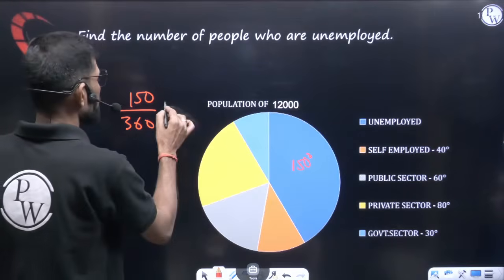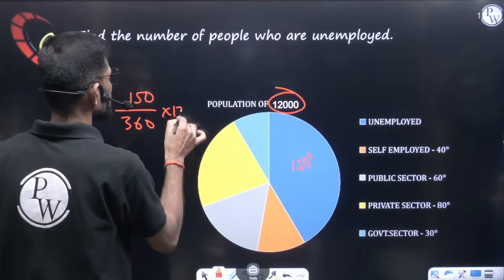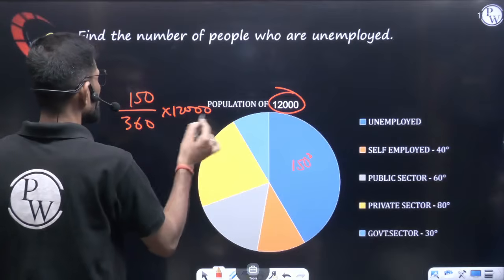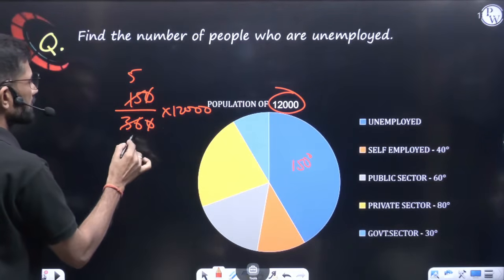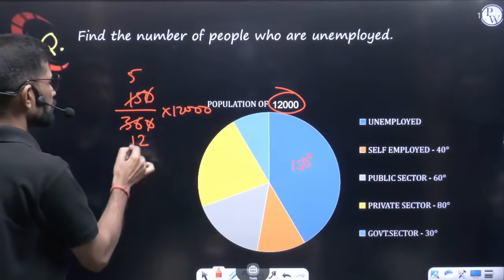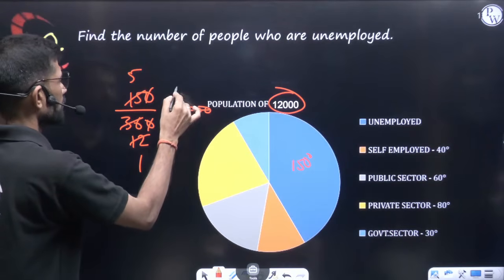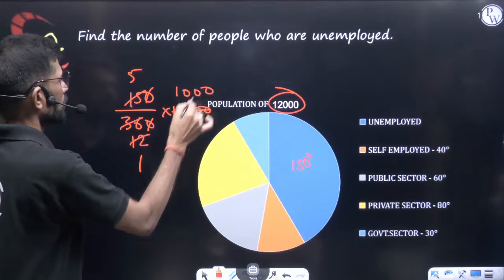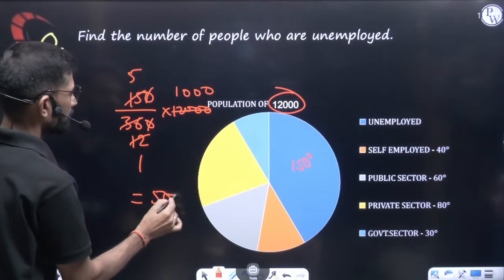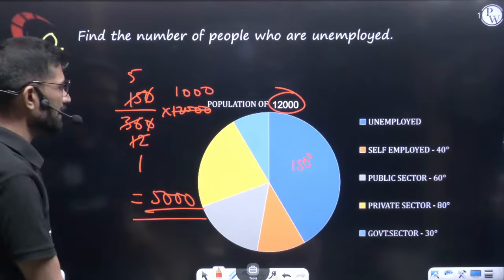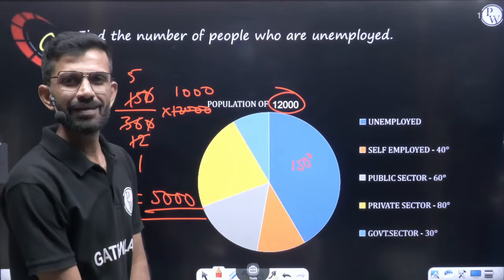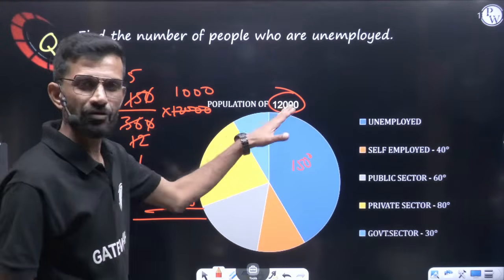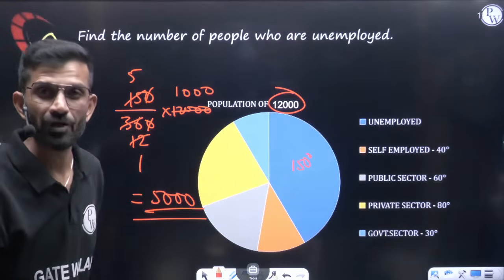So what is the total population? 12,000. So into 12,000, very simple. So here the zeros cancel. If I am not wrong, 3 5s are 15, 3 12s are 36, and 12 1s are 12. So I can say directly 5,000 people are there who are unemployed. As simple as that. Out of 12,000, 5,000 are unemployed people.